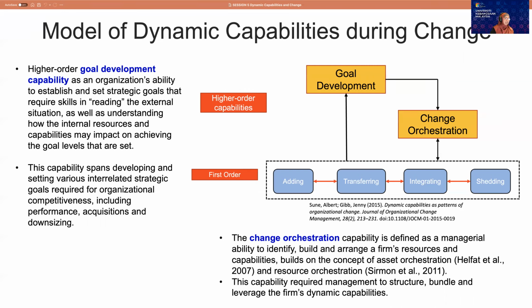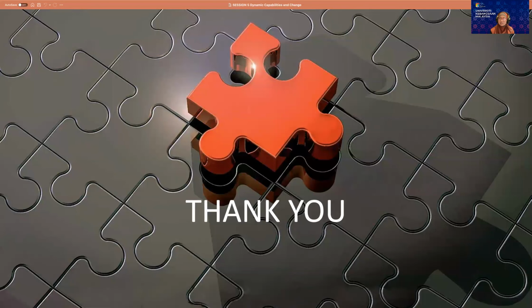All right, so I guess that's all for this session. So I hope you understand the relationship between dynamic capabilities and change. Definitely during environmental turbulence, change is inevitable, and therefore dynamic capabilities will play their role in order to ensure that business can be sustained. With that, thank you very much, and I will see you in the next session.